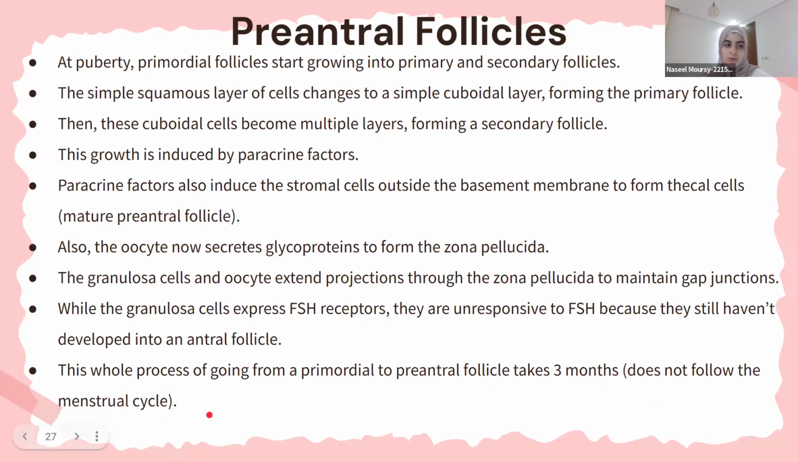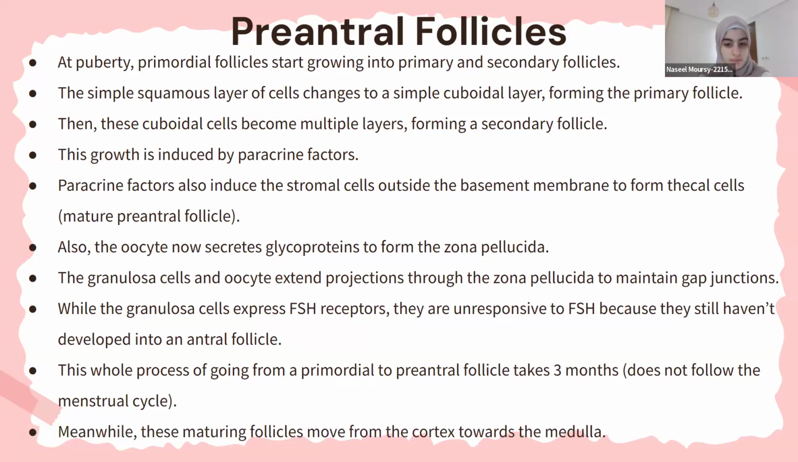Now, do you guys need to remember the number of follicles that we saw, like the 7 million to 300,000, 30,000? No. It's just to show you how we're born with so many follicles, but in the end we only ovulate about 500 in our lifetime. Do you need to know the number of months here? Because we'll see other numbers as well. No. So to go from primordial to preantral, so secondary, you need 3 months, and it is not under the influence of FSH and LH.